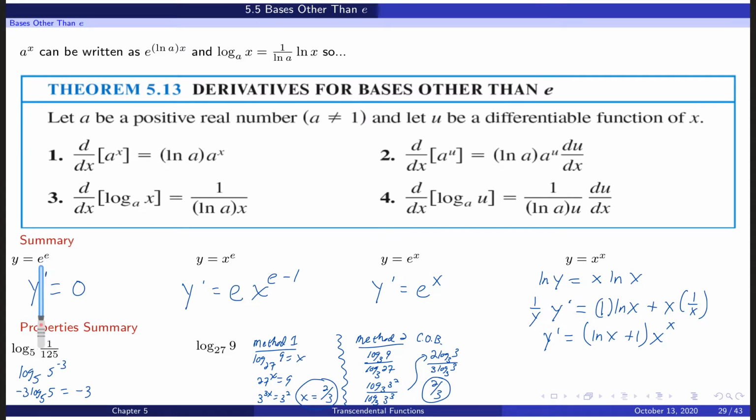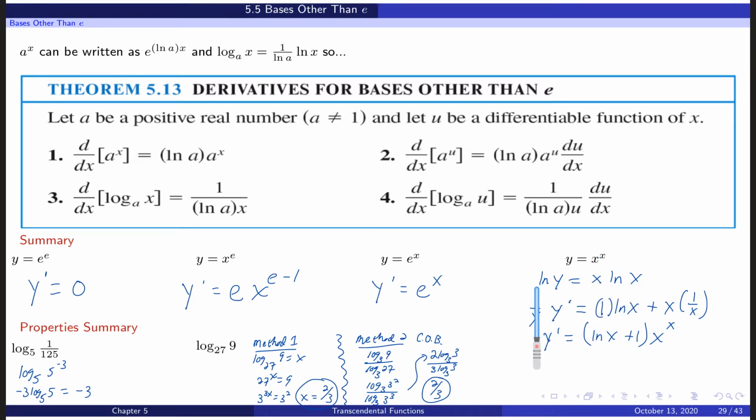If both the base and the exponent are numbers, then the derivative of any constant is 0. If the base is a variable, then the power rule says drop the exponent down and then subtract 1 from the exponent. So the derivative of this would be e times x to the e minus 1. The derivative of e to the x is just e to the x. And then if you have both a variable in the base and the exponent, then you're going to do natural log differentiation to figure this one out.